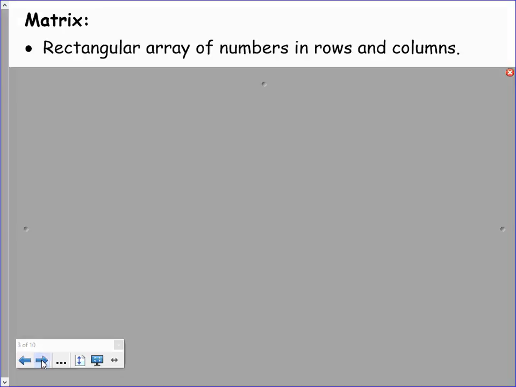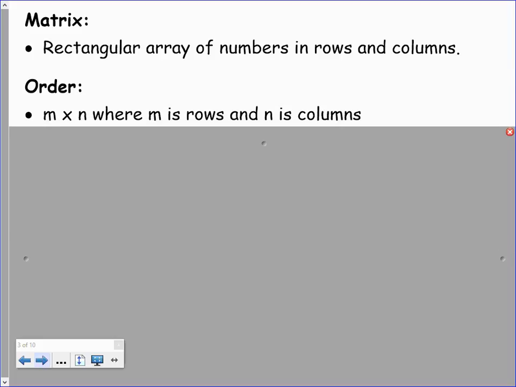Okay, so first thing we want to talk about is, what is a matrix? A matrix is a rectangular array of numbers in rows and columns. Okay. So it's not just numbers anywhere, it's numbers organized in rows and columns. Every matrix has an order.